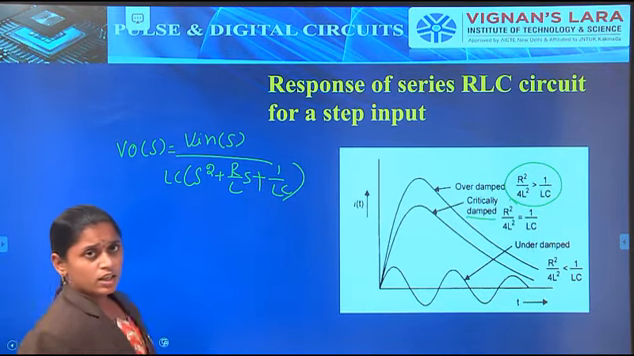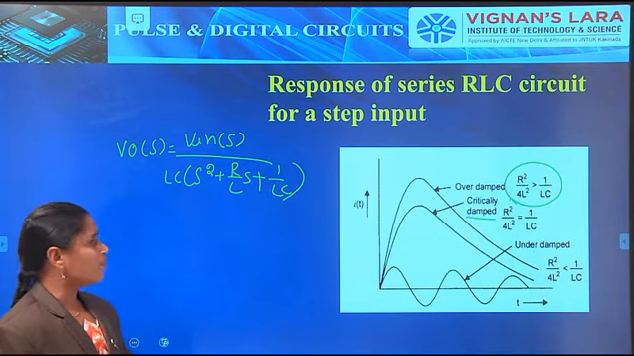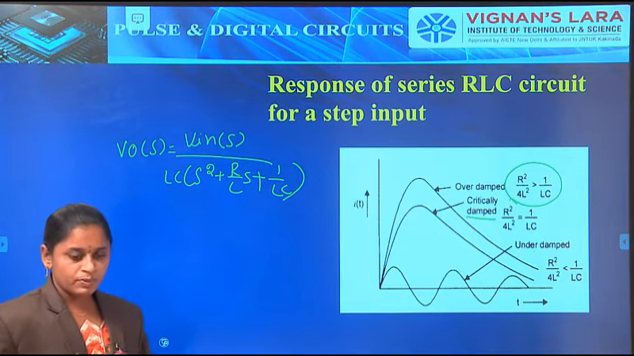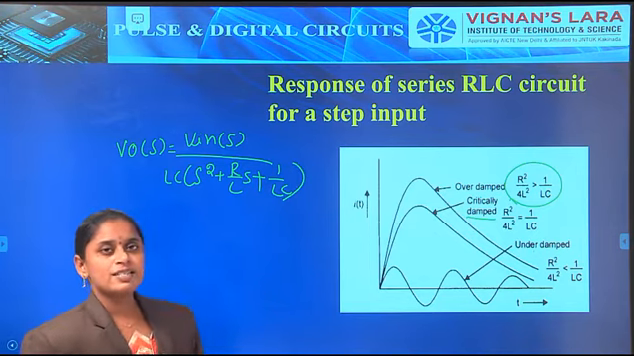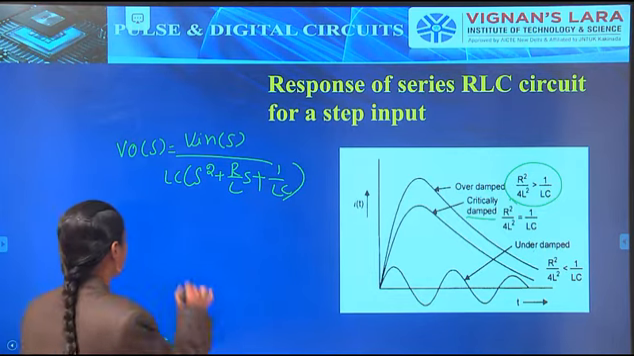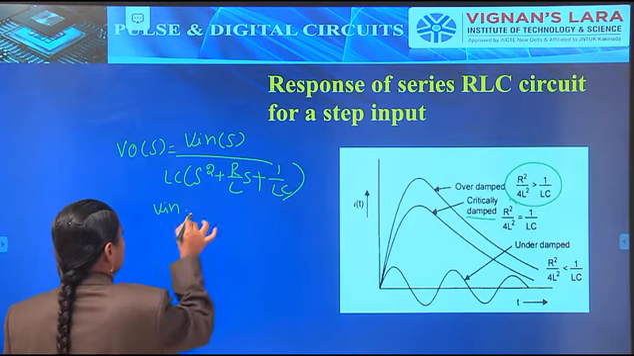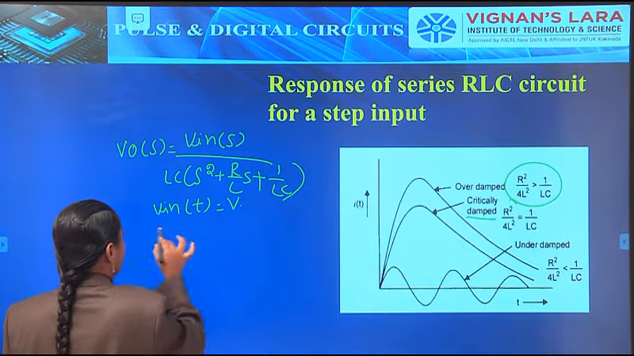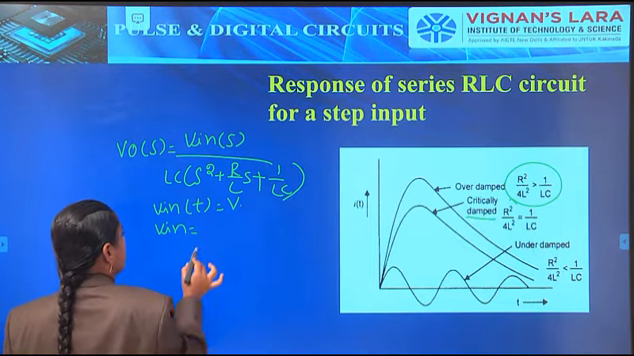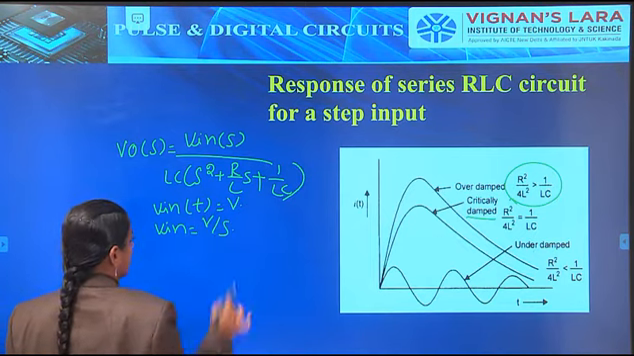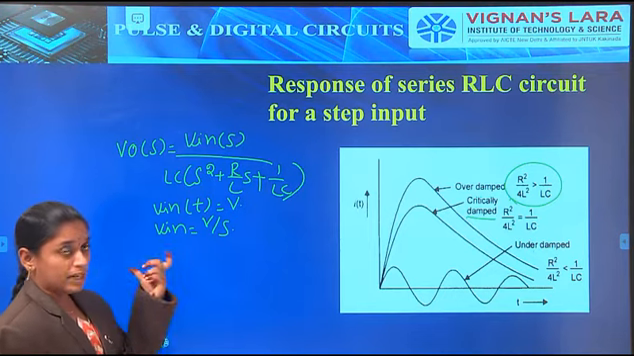So is it okay? Then we have to check what is V of S, what is the input signal? The input signal will be a step signal, that is V of T is equal to V, and V of S becomes V by S. So substitute this value in place of V of S.